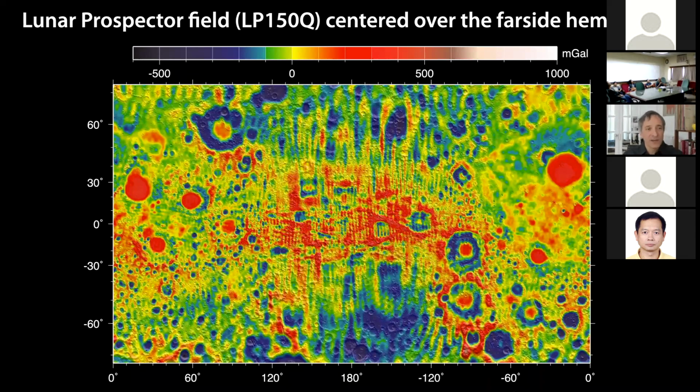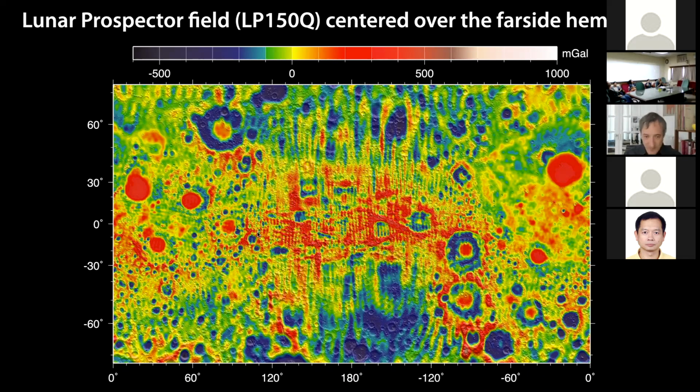Okay, so this here is a map of the moon's gravity field before the GRAIL mission. It's a global image. The near side is on the far left and on the far right, and the far side is in the center. And what you can see is that the far side gravity field is very poorly known. It's very noisy, there's lots of stripes, and it's not clear whether any of the signal is actually real or not.